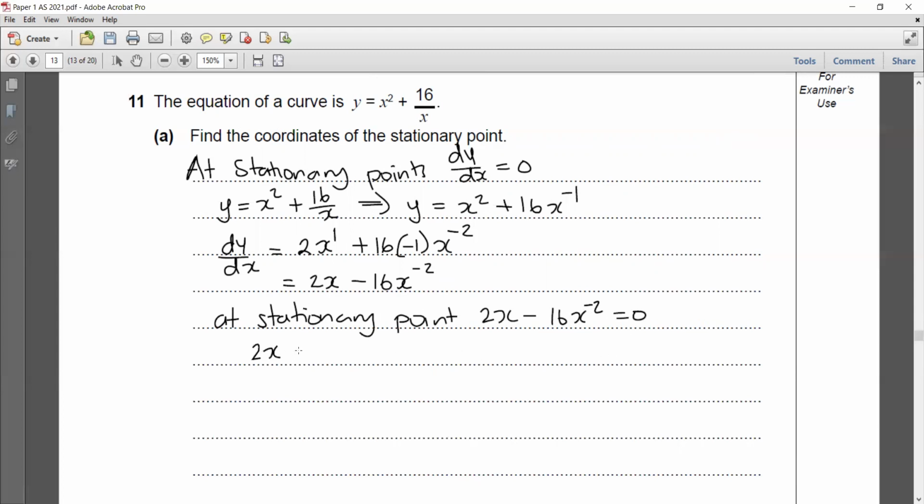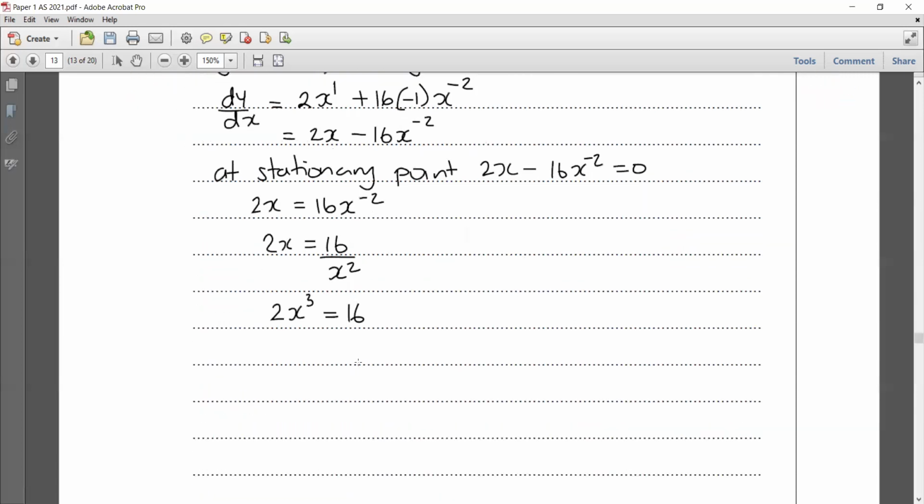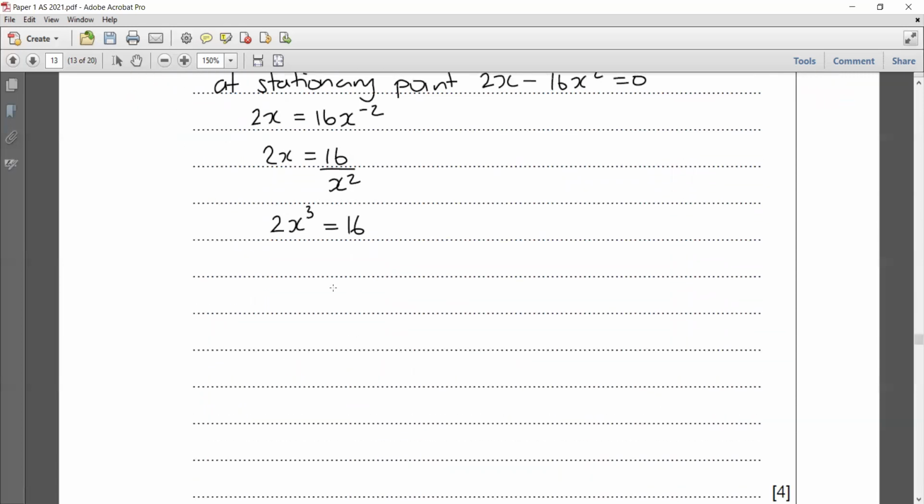This means that 2x is equal to 16x to the power of -2. And this we can write as 2x is equal to 16 over x squared. Then we multiply by x squared on both sides, so we have 2x cubed is equal to 16. Divide by 2 on both sides, we have x cubed is equal to 8. This means that x is the cube root of 8, so x is equal to 2.